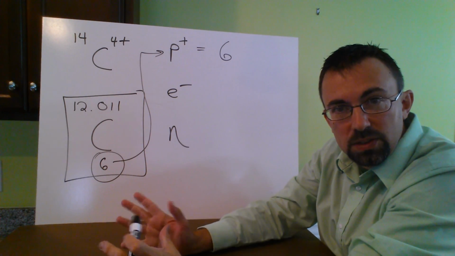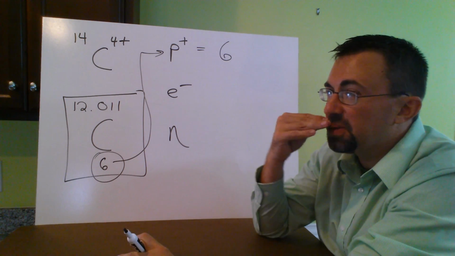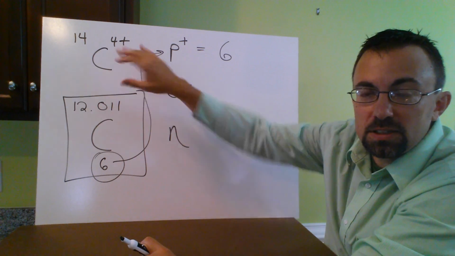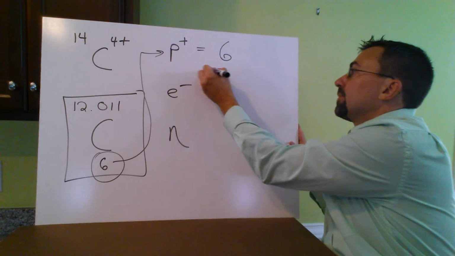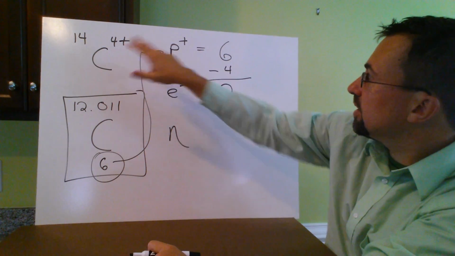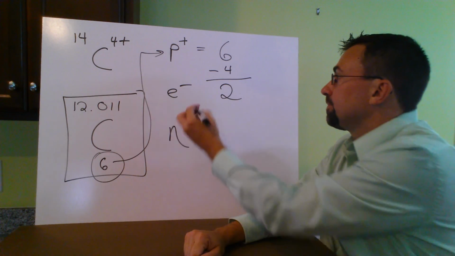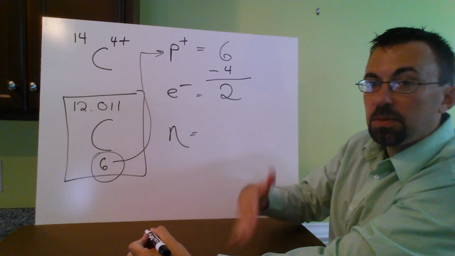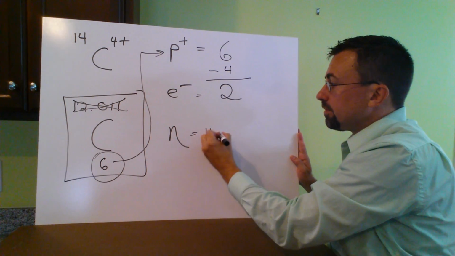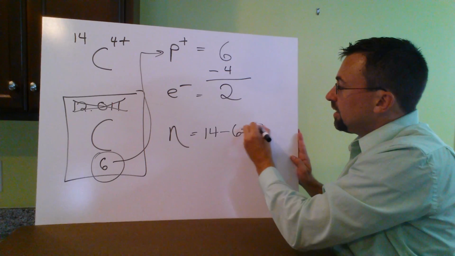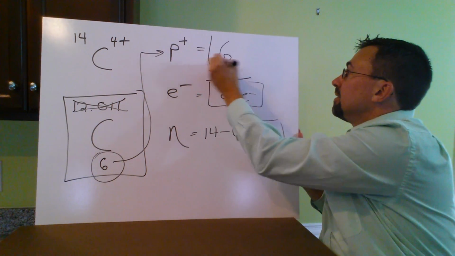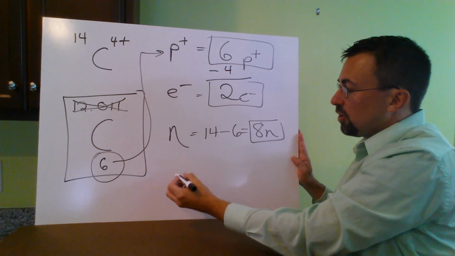Now remember, we gain and lose negatives. Sometimes confusing because usually we like to think of things in the positive quantity. But we're talking about gaining and losing negatives. So if we have a positive 4 charge, that means we've lost 4 electrons. Or the protons minus our charge, so 6 minus 4 leaves me with 2 electrons. Lastly, the neutrons is going to be my mass. Not the mass from the periodic table, but the mass from the problem, minus my number of protons leaves me with 8 neutrons, 2 electrons, and 6 protons.